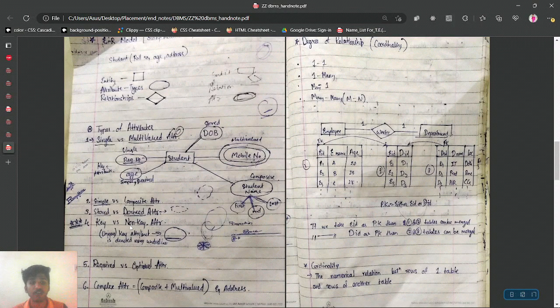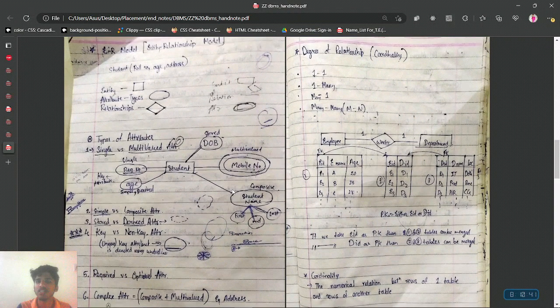Stored and derived. Age is not stored, it is derived. Age can be derived from the date of birth, and stored is the date of birth. Date of birth is stored. It can't be changed, as date of birth is always only one. So these are some types of attribute.